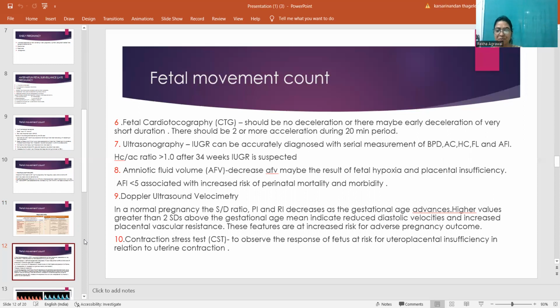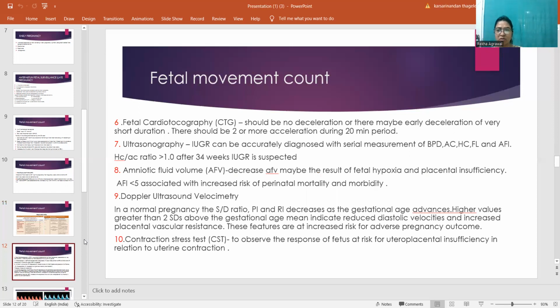Amniotic fluid volume decrease. Decreased amniotic fluid volume may be the result of fetal hypoxia or renal problems, placental insufficiency. AFI less than 5 is associated with an increased risk of perinatal morbidity and mortality.